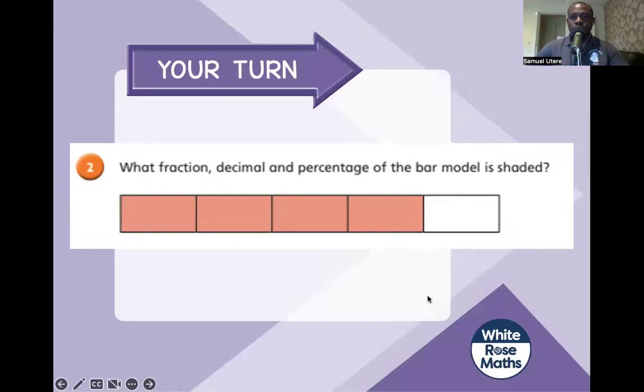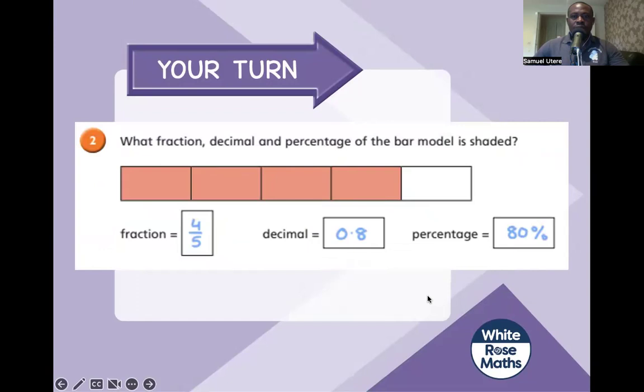Here is question 2. Pause the video and answer question 2 in 1 minute. Here we see that is 4/5. 4/5 is 0.8. Remember, a fifth is 0.2. So 4 lots of that is 0.8.